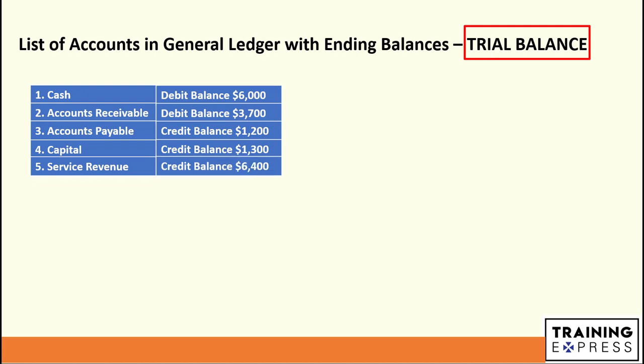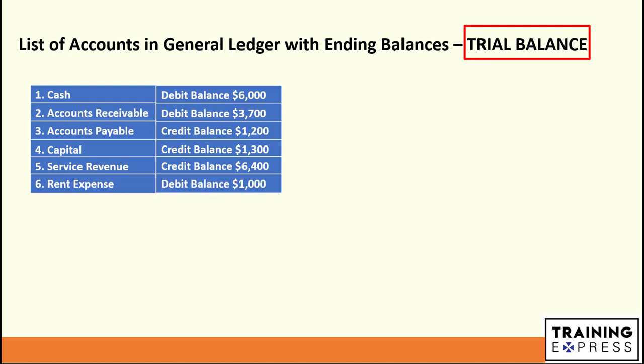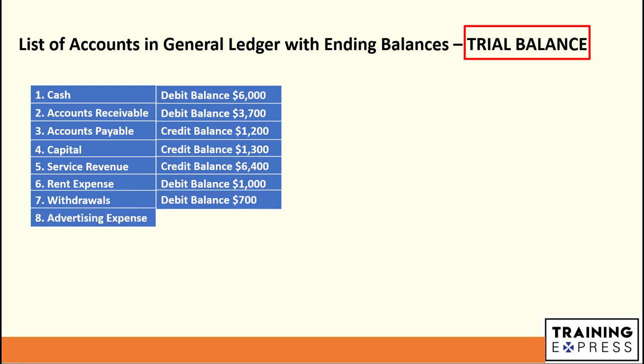Capital, credit balance of $1,300. Service revenue, credit balance of $6,400. Rent expense, debit balance of $1,000. Withdrawals, debit balance of $700. And advertising expense, debit balance of $250. So these were the accounts or ledgers which we have discussed in the general ledger discussion.